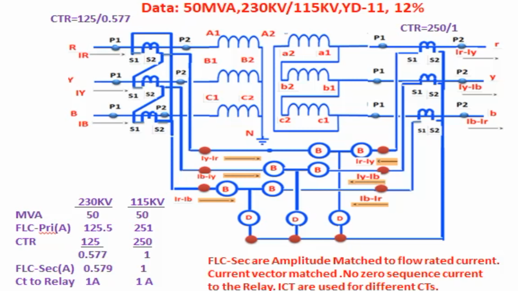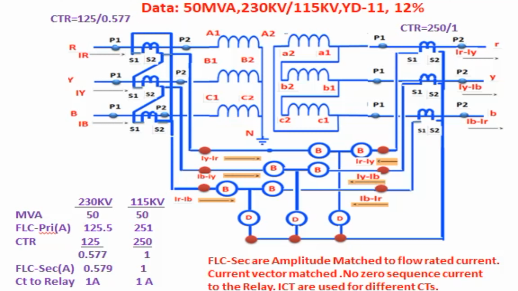Now we will calculate the full load current. Full load current on the star side, primary, is 125.5 ampere. Full load current on the delta side, primary, is 250 ampere. We are using a CT ratio on the 230 kV side, that is the star side, of 125 by 0.577.